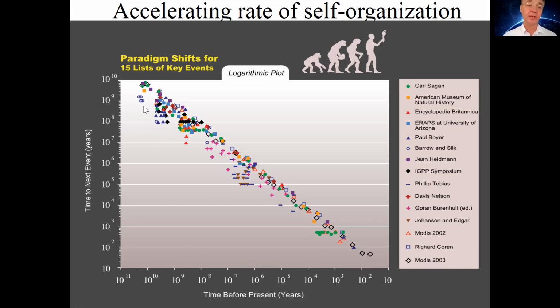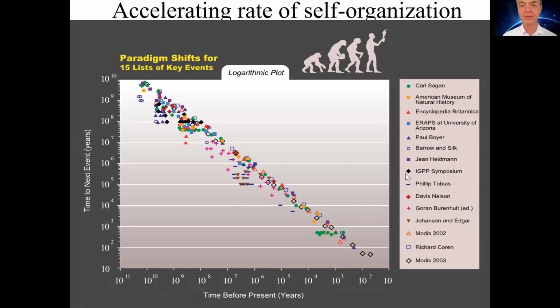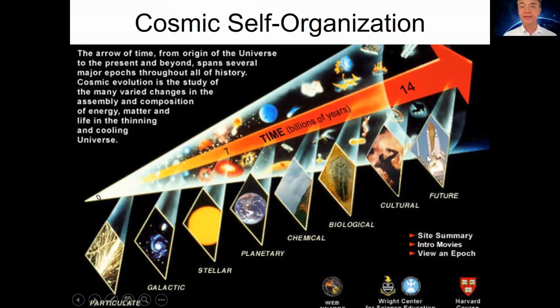You see that, let's say 10 to the 10 years ago, you had to wait almost 10 to the 10 years for something new to happen in the universe, like formations of stars, galaxies, chemistry, and so forth. And if you go to the end of this graph, say 10 years ago, you needed to wait only 10 years for the next big thing to happen, like, I don't know, internet, cell phones, 5G, like the progress of self-organization.